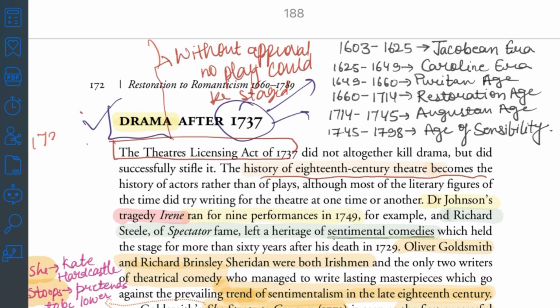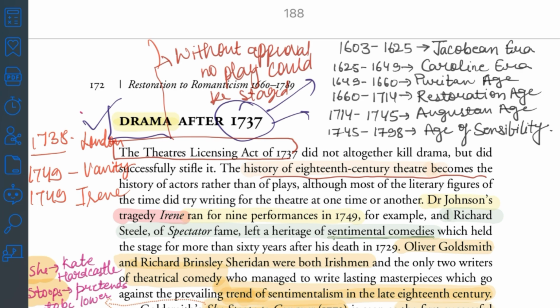So 1738, if I write 1738, which poem published? London, by Samuel Johnson. Work 1749, you can write The Vanity of Human Wishes. I'm writing in shortcut, Vanity of Human Wishes. Again, 1749 is important for irony, this work.